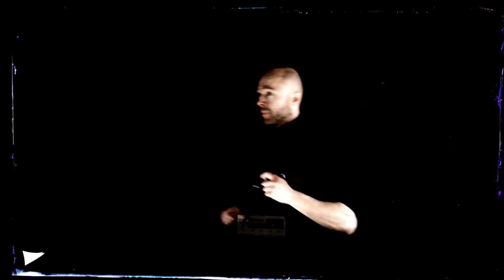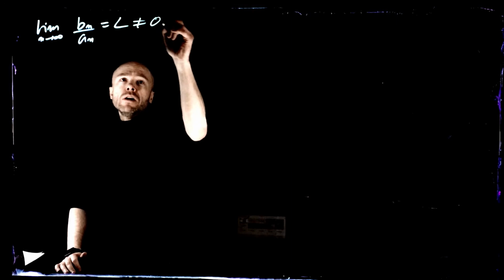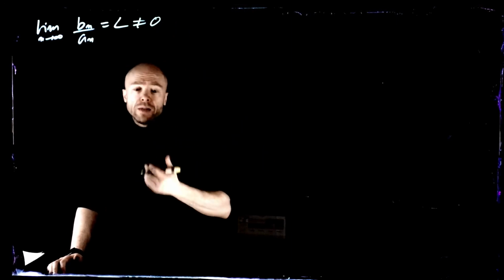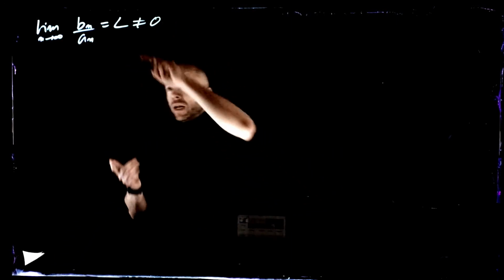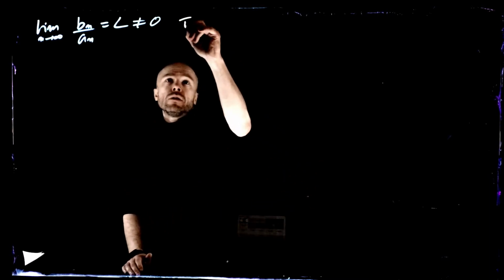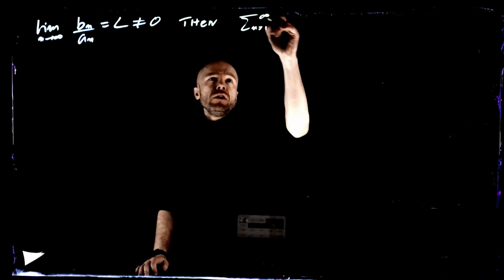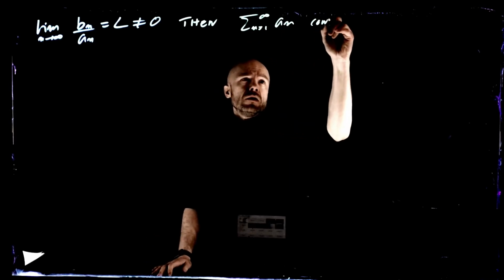Okay, let's put down the hypothesis, the information that we have. So we have that the limit as n goes to infinity of bn over an exists at some number L, and it's not equal to 0. And then what we want to conclude is that whenever an converges, bn converges, and vice versa. Then the sum n equals 1 to infinity, an converges.